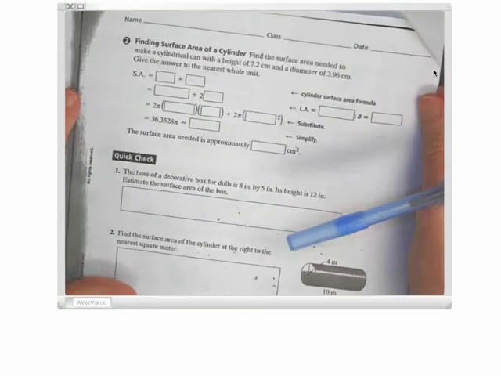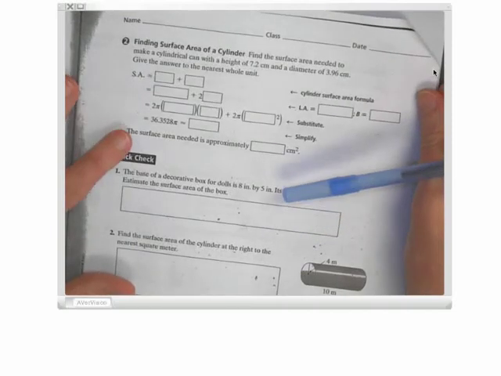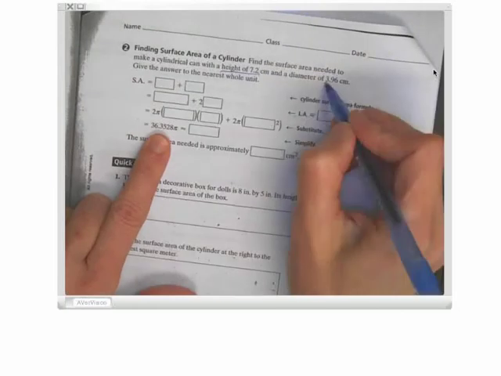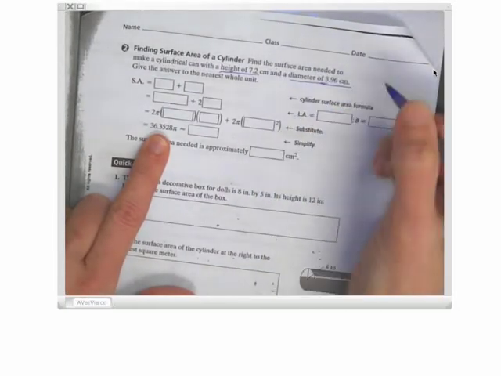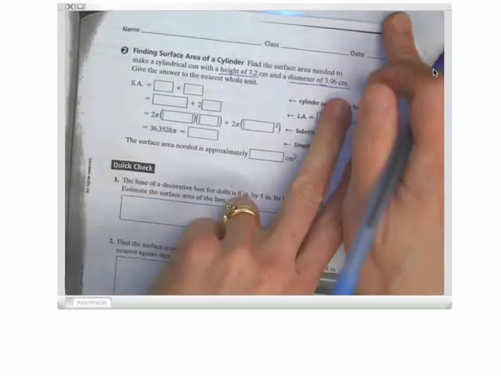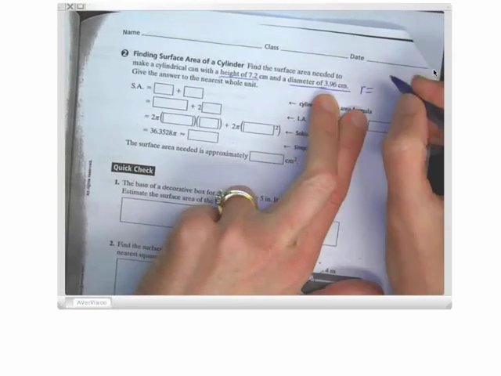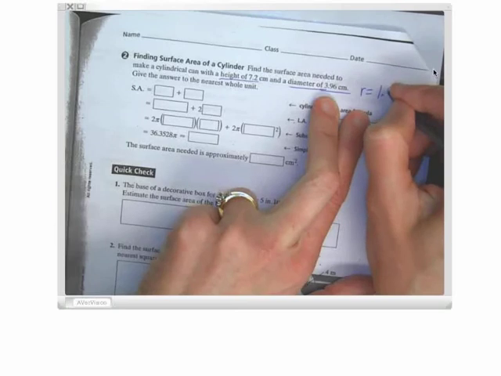Okay? Now, surface area of a cylinder. Find the surface area needed to make a cylindrical can with a height of 7.2 centimeters and a diameter of 3.96 centimeters. Okay, first thing you want to do is find out what the radius is, because you're going to need to use it. So I'm going to do it right here, right now. Remember, diameter is twice the radius, so if you have the diameter, divide by 2.